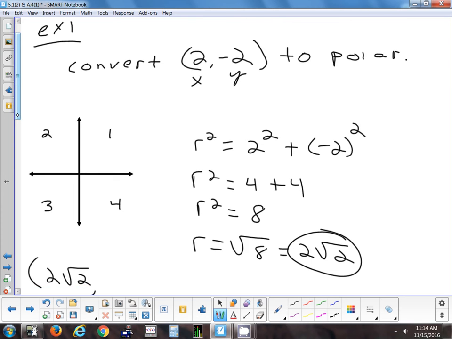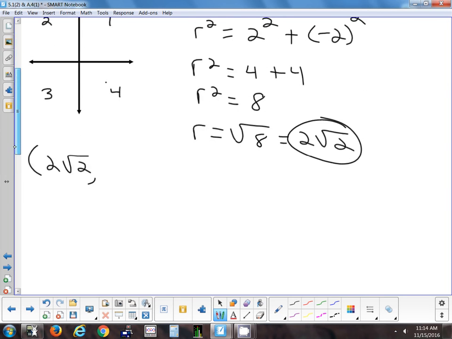Which one? Yep, it's going to be right 2, down 2. So somewhere in quadrant 4. Now I'm going to look up my formula for theta in that quadrant. So Kyle, what's the formula for theta in quadrant 4? Inverse tangent y over x.